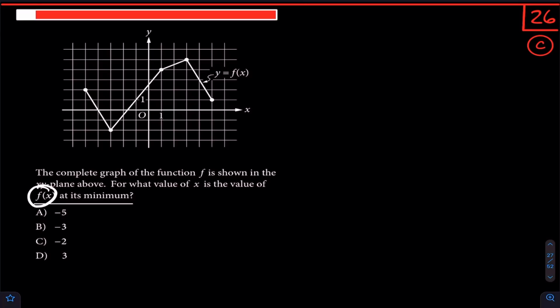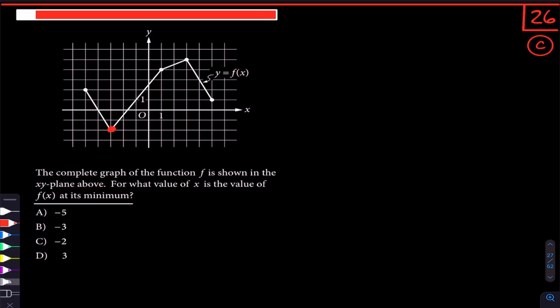Remember what f of x actually means. It's talking about the y value of the graph that we're calling f. And that's this guy right here. We're calling this f. So we're asking, where is this y value at its minimum? Where is it the lowest? And that's happening right here.